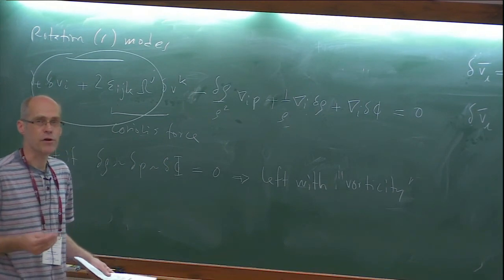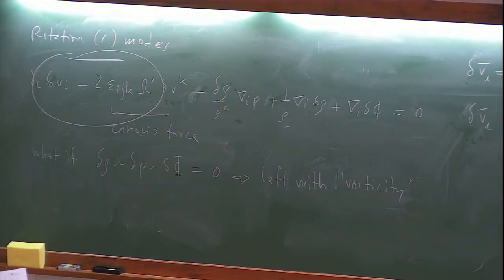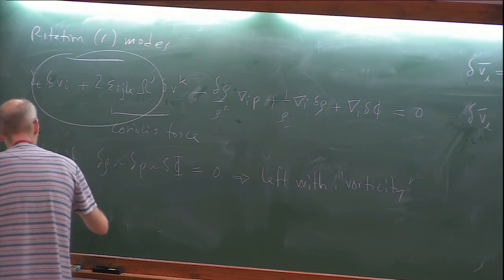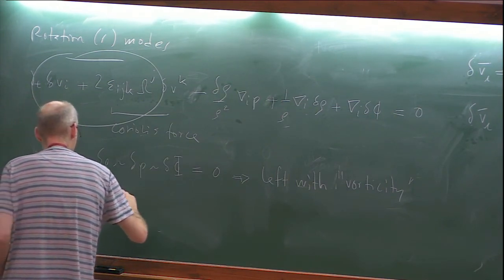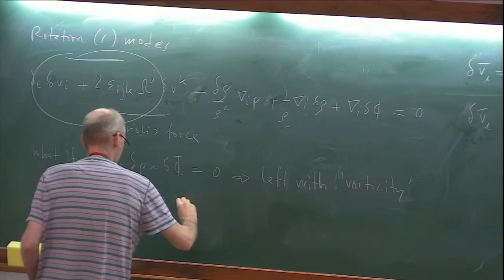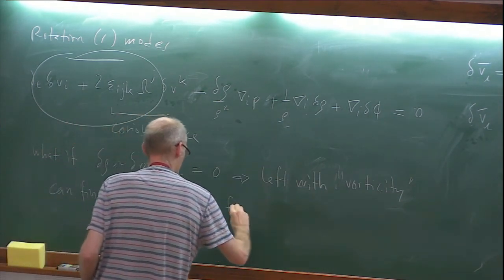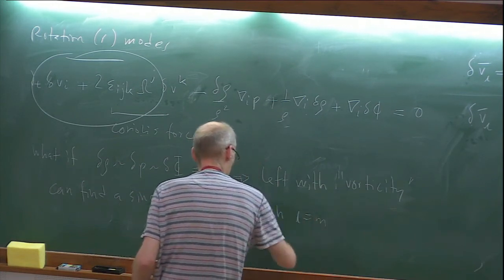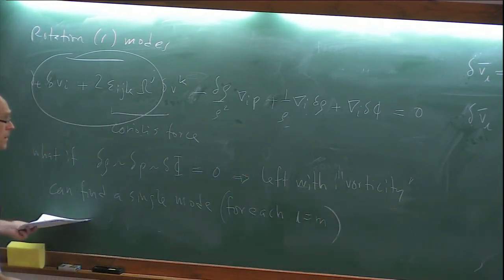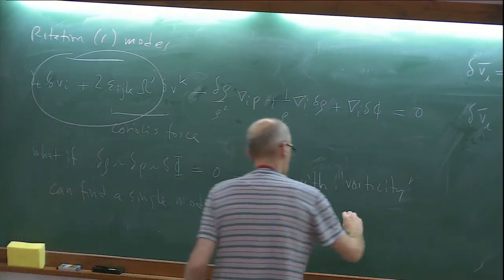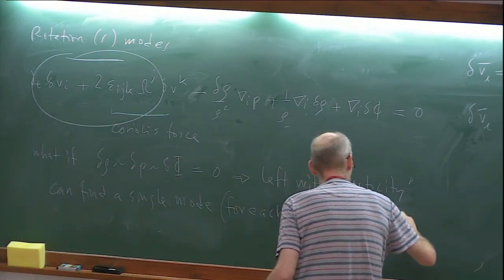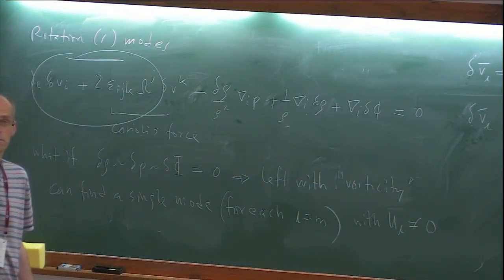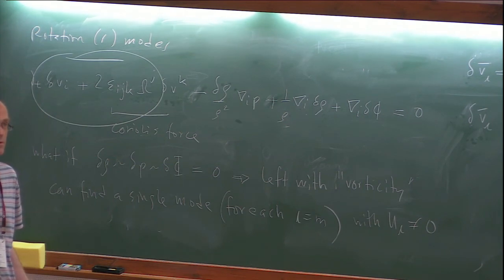And if you go through the steps, which I'll guide you through tomorrow in the tutorial, there is a single mode for each L equal to M. That's important. A single mode that has this UL non-zero. Just one. Very special. Okay?